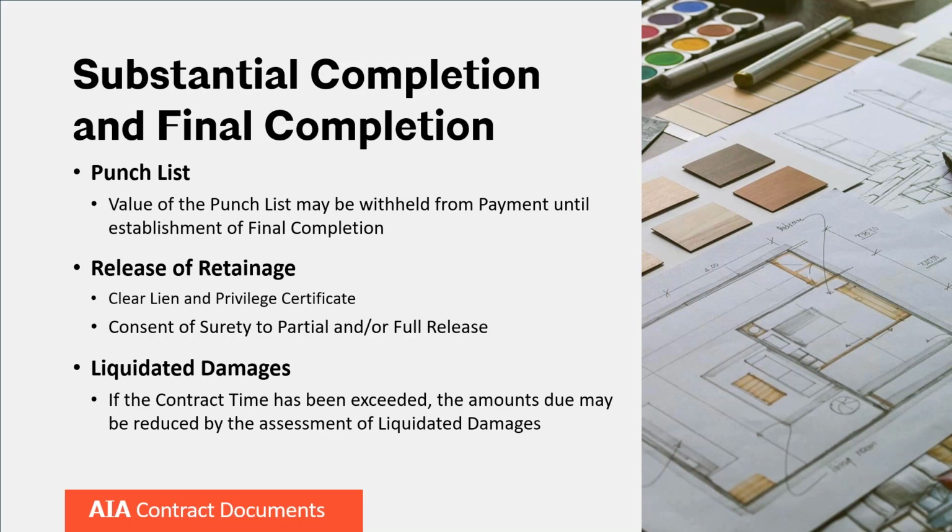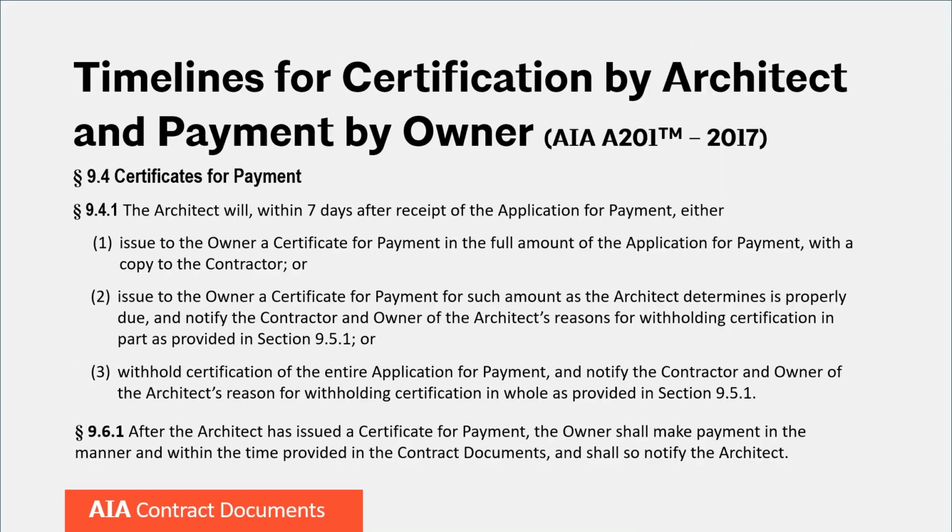If there is a timing for that that is spelled out, that may require that there is a lien and privilege certificate that the parties have to provide that provides a summary. There could be the consent of the surety for partial or full release. And those are things that would have to be reviewed as well. If there are liquidated damages due to schedule issues, that amount may show up as well at substantial or at final completion. So one of the things that's important about this is that final completion may involve several adjustments.